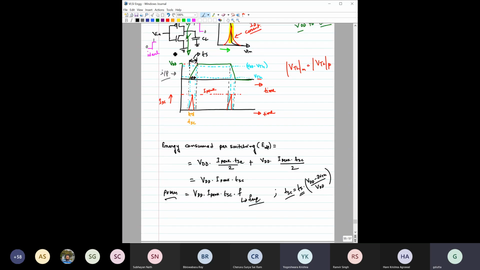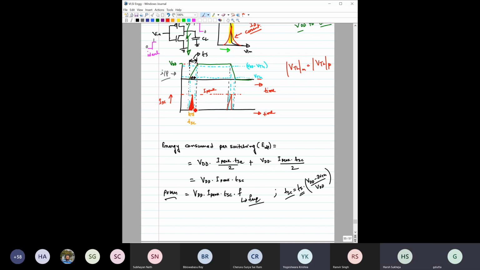Right. Okay. Sir, why is there a divide by 2? VDD into I_P divided by into 2 T. Because, okay, see, we are trying to find what is the 1 minute. So if we integrate, okay, what is the area?